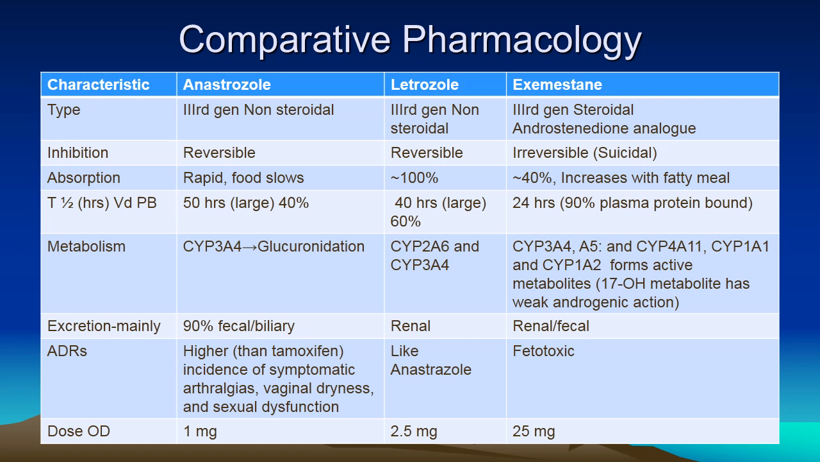Which other drug shows suicidal inhibition of enzyme? The answer is clavulanic acid, which is a beta-lactamase inhibitor. It is a suicidal inhibitor.